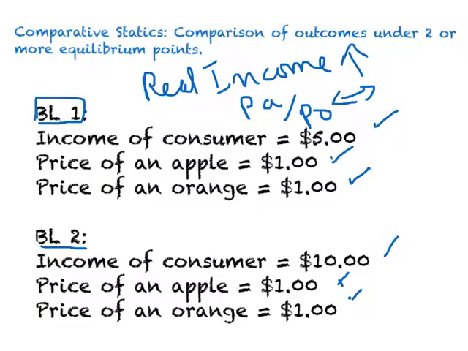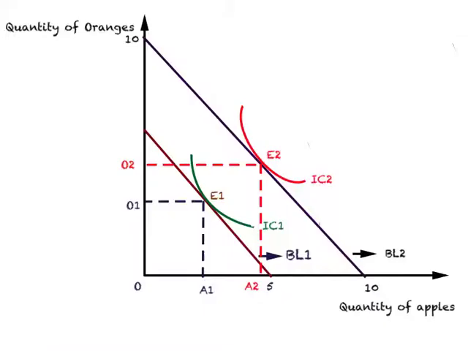So now what we want to do is understand what happens when real income of a person increases or changes and the price ratio stays the same. Here we have a diagram where we have BL1. You know how it is defined. Here is BL2, and because real income of this person has increased, the budget line shifts to the right, and these two budget lines are parallel to one another. Why? Because the price ratio has stayed the same, or the slope of the budget line is still the same.